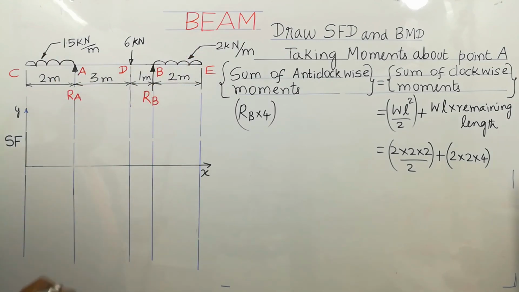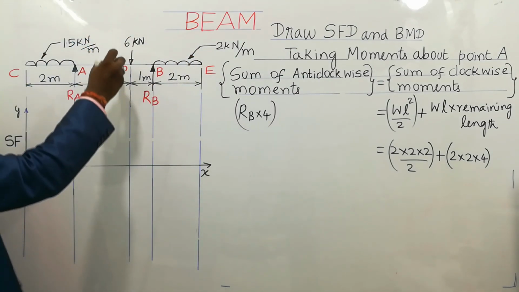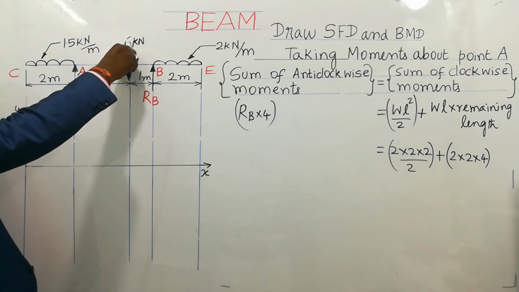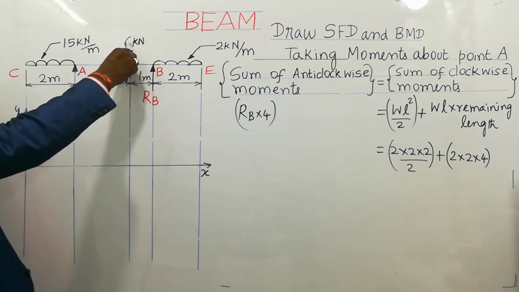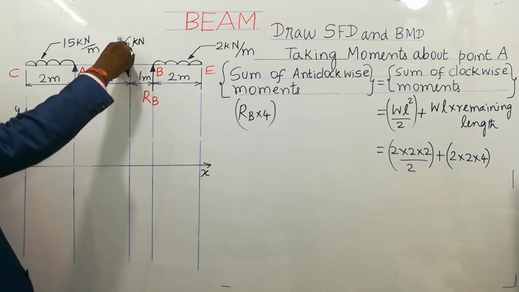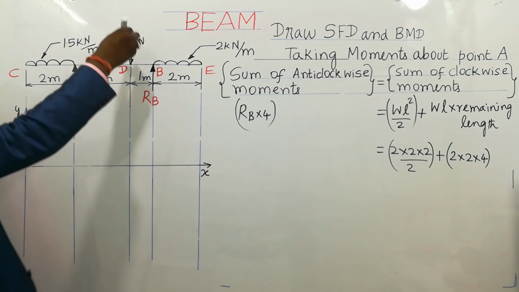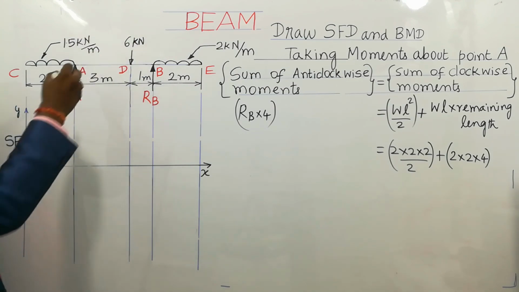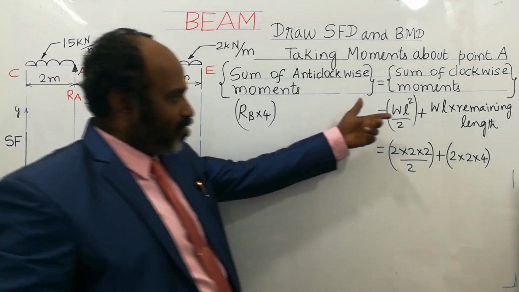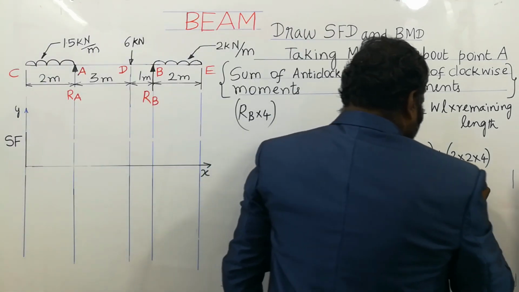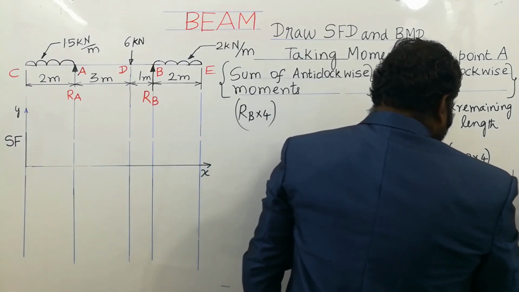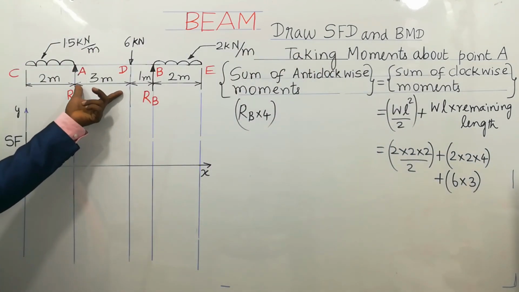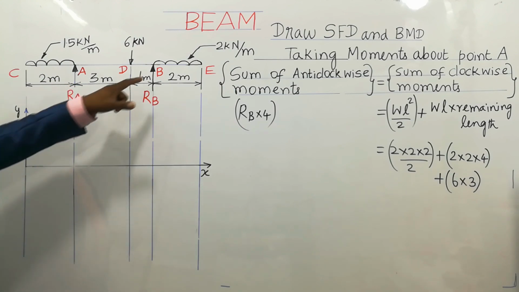Next, the 6 kN load is acting at point D. This load is acting downward, so it forms a clockwise moment. Looking up to A, it forms a turn like this, so we write it on the clockwise moment side. The point load value is 6 into the distance up to A, which is 3 meter. So 6 into 3. Okay, this is done, and this is also done.